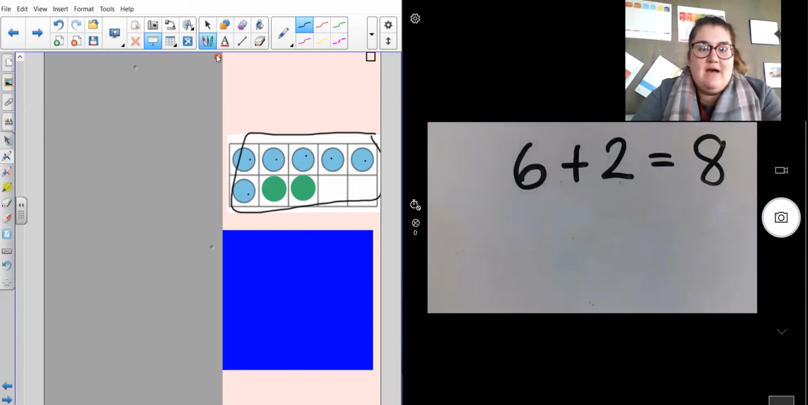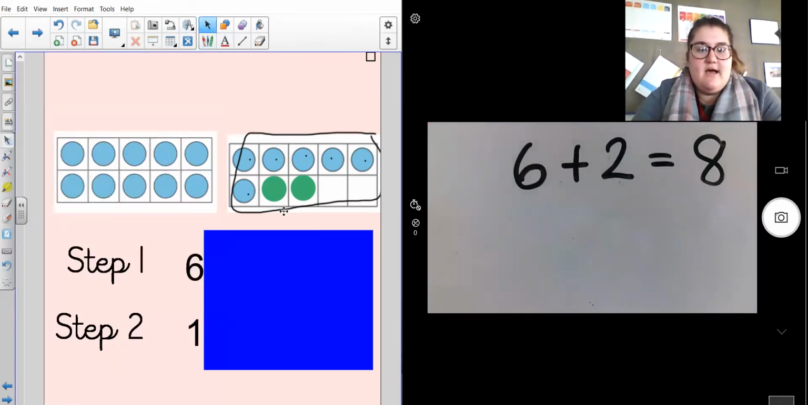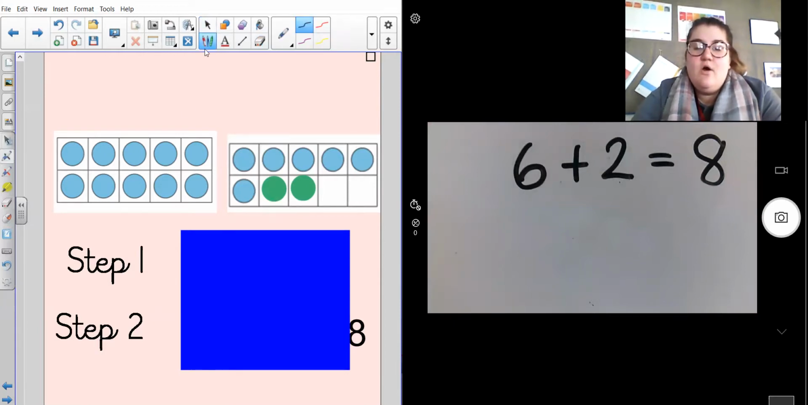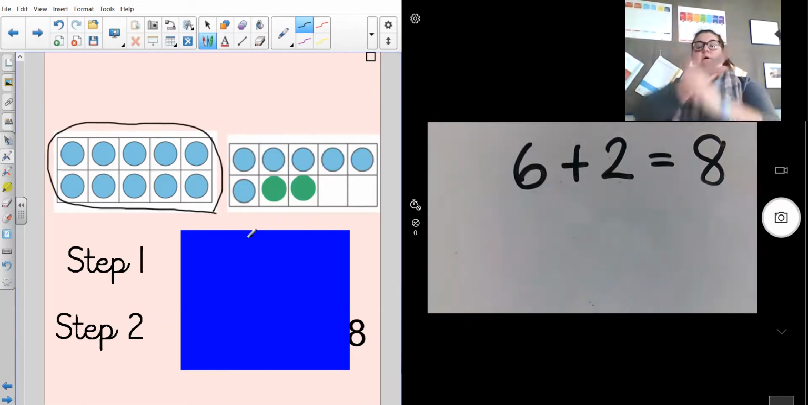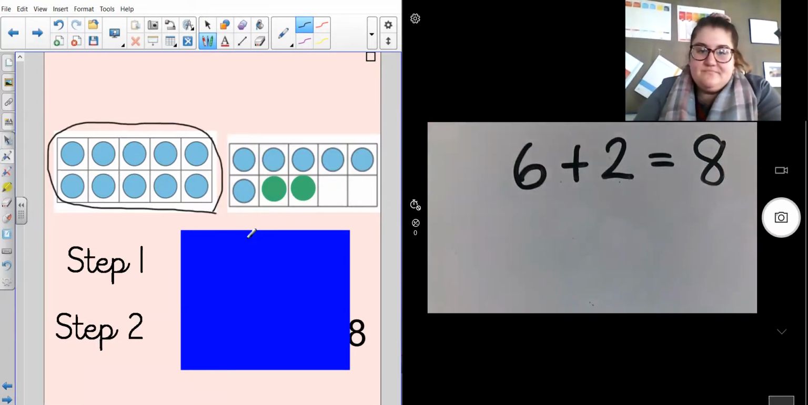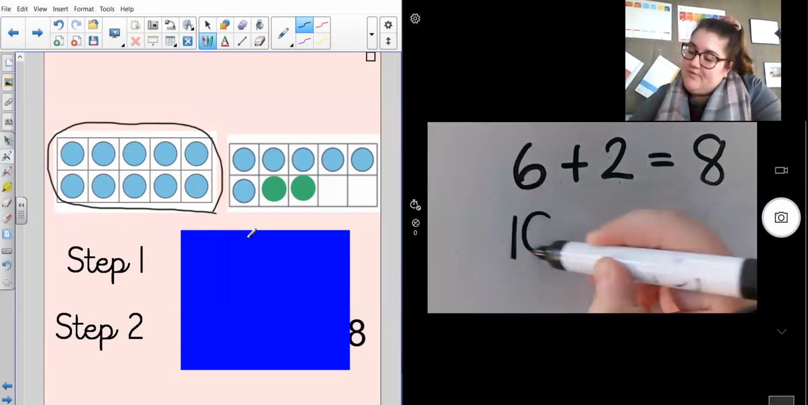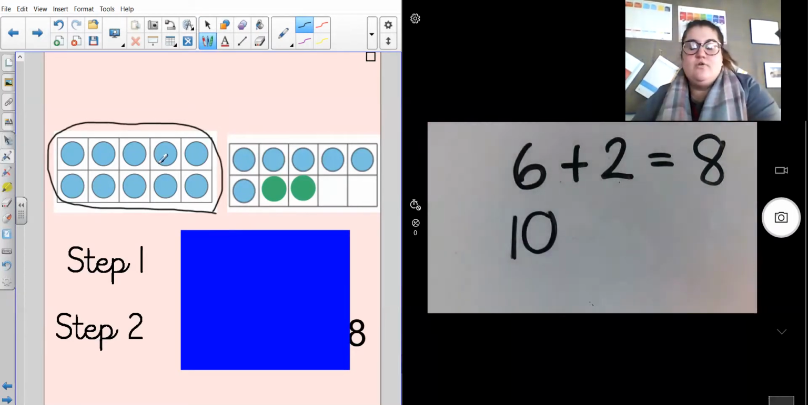Okay, and now what I'm going to do is I'm going to add in my tens. So I've started off by tackling the ones, okay, and now I'm going to see, oh, how many groups of 10 can you see? How many groups of 10? Step 2, add the tens. How many groups of 10? Well done. If you said you can see one group of 10, there it is, one group of 10.